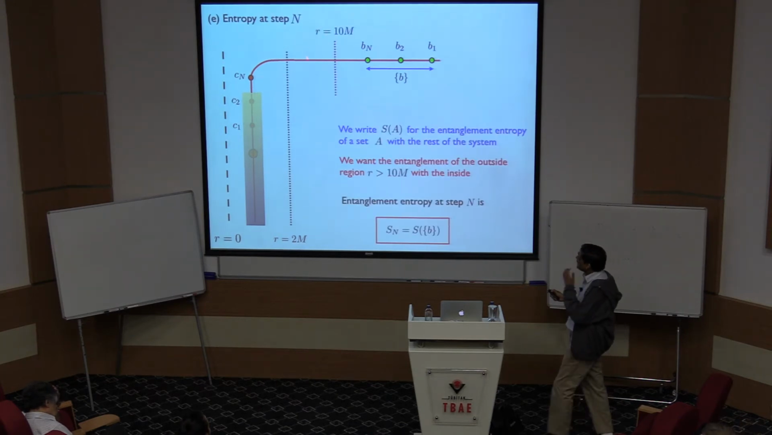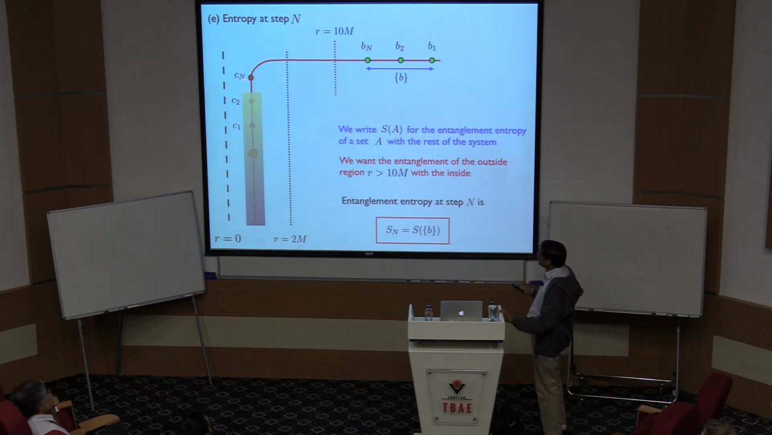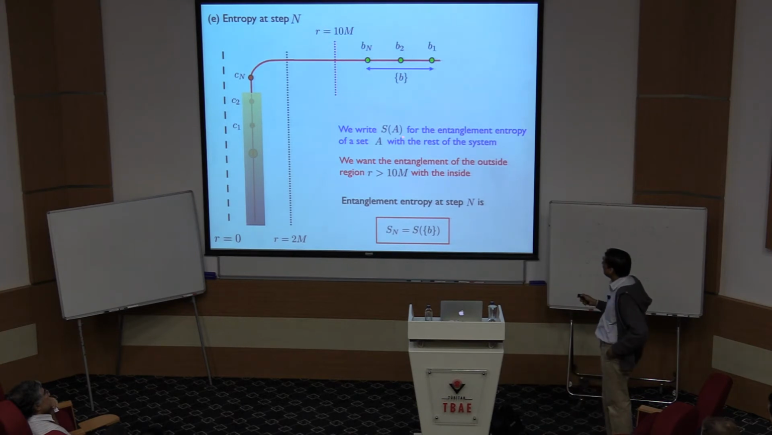So what happens at step n? At step n, up to step n, some particle pairs have come out, C1 entangled with B1, C2 with B2, and so on. And there can be small corrections, and there are Cn with Bn. Remember, this set was called B. This is my dividing line, everything same as before. And this is our notation. S of some set A is entanglement of the set A with the rest of the system. I'm just reviewing all the notation we have taken. And what we want to compute is the entanglement of the outside with whatever is inside.